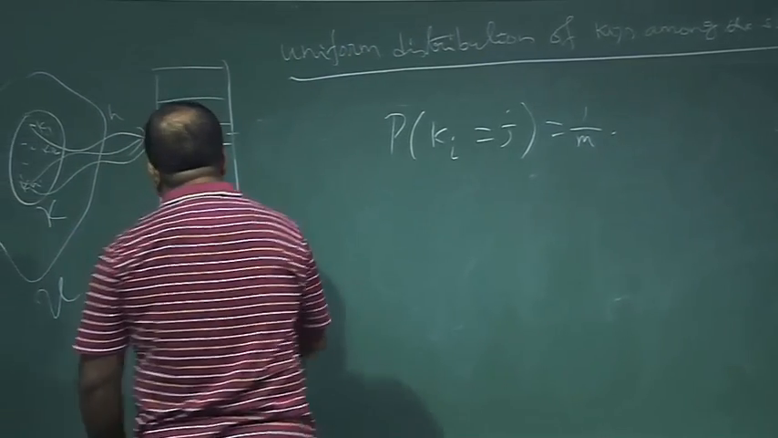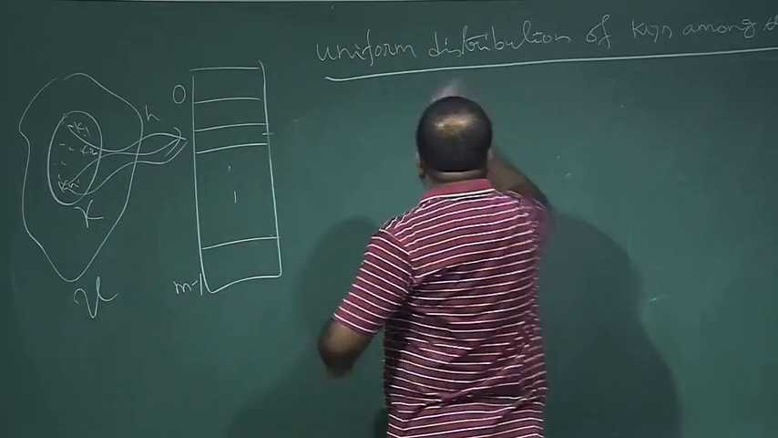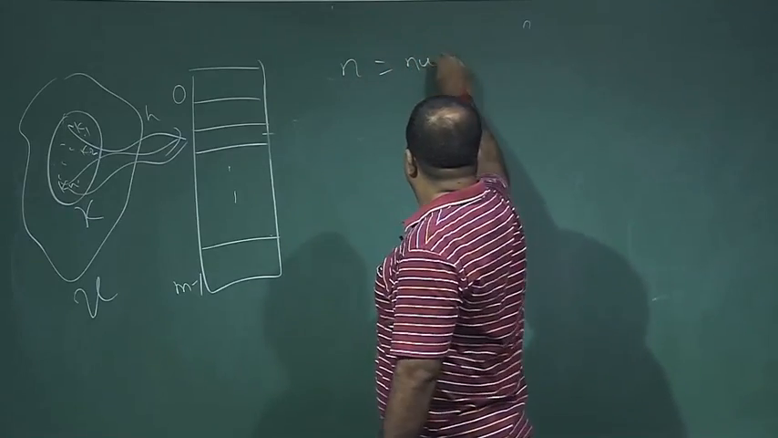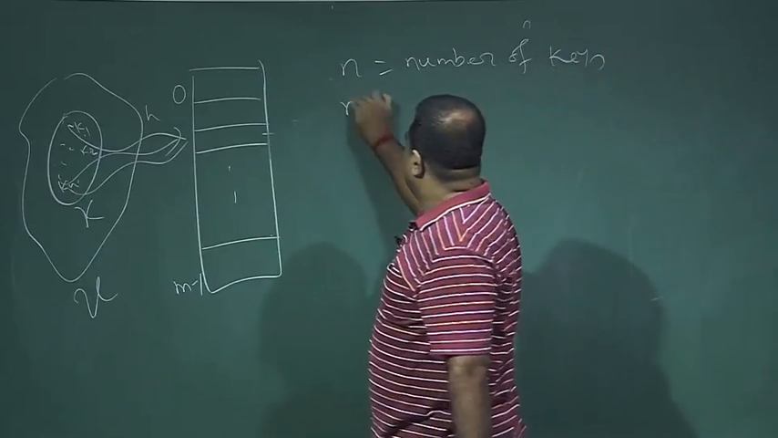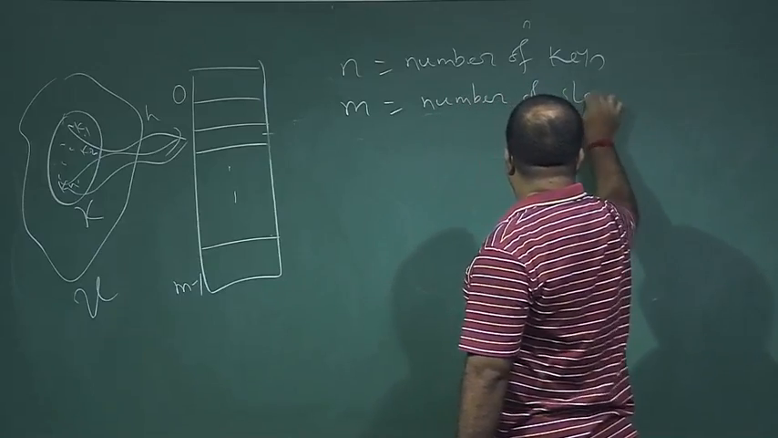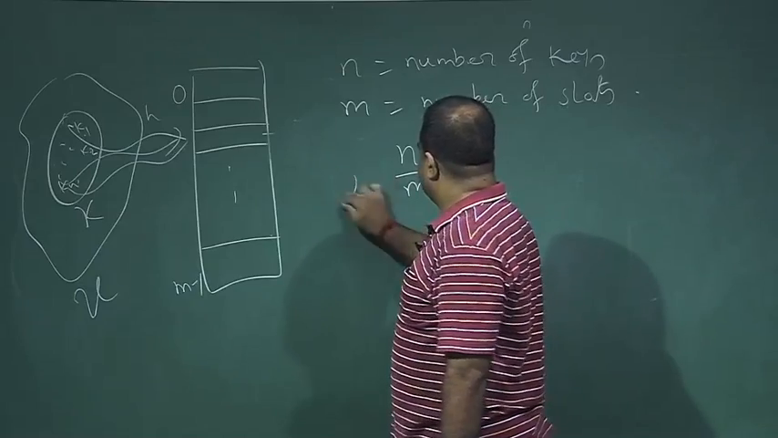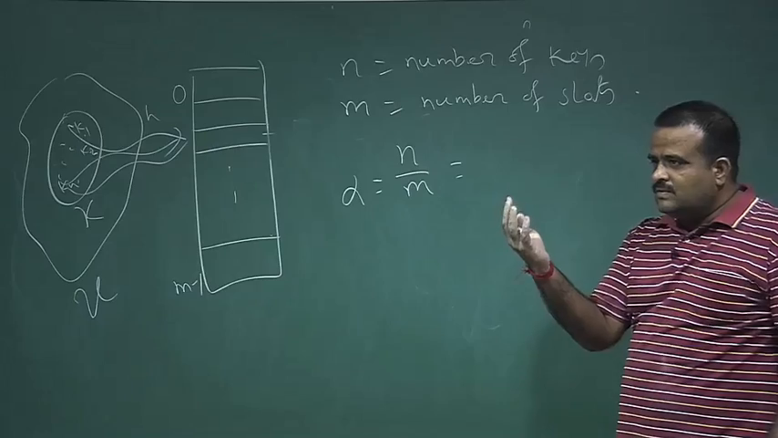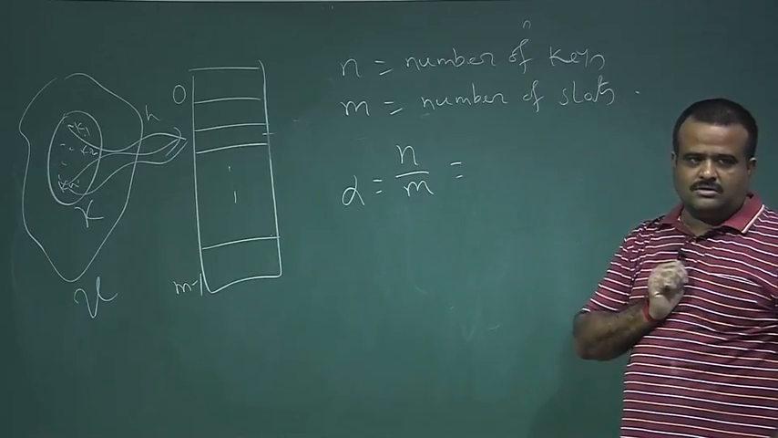So, in that case, if there are m slots, 0 to m minus 1, and if n is the number of keys at some point of time and m is the number of slots, then we define n by m, which is basically alpha. So, we have n keys, we have m slots. So, n by m is the expected number of keys in each slot.